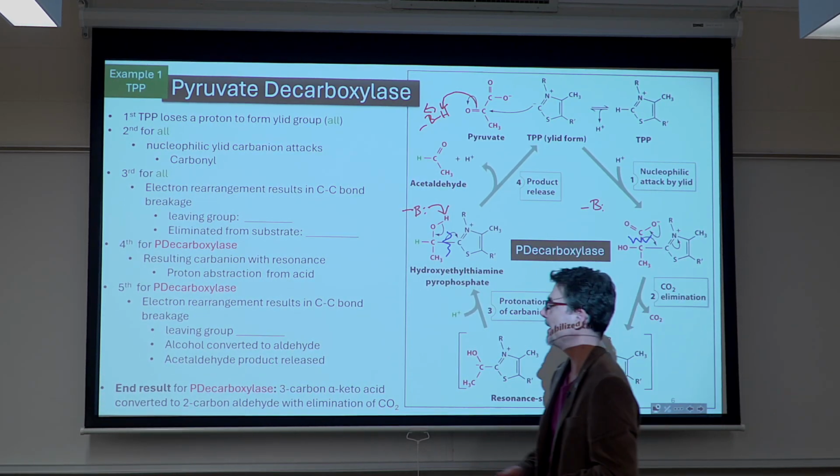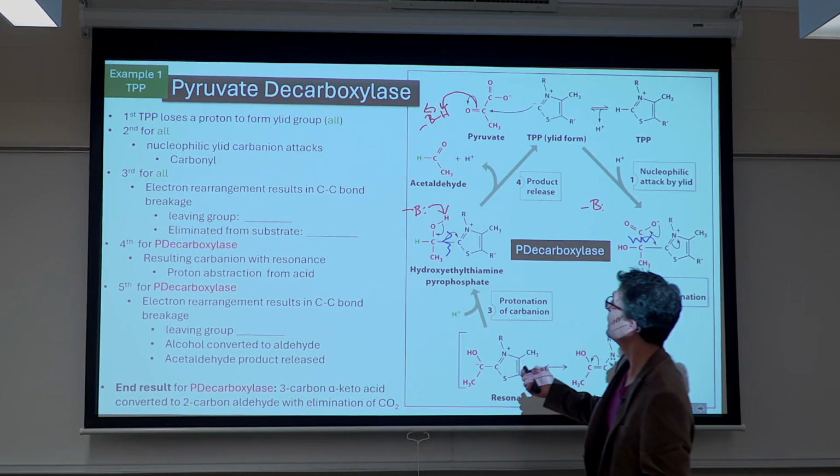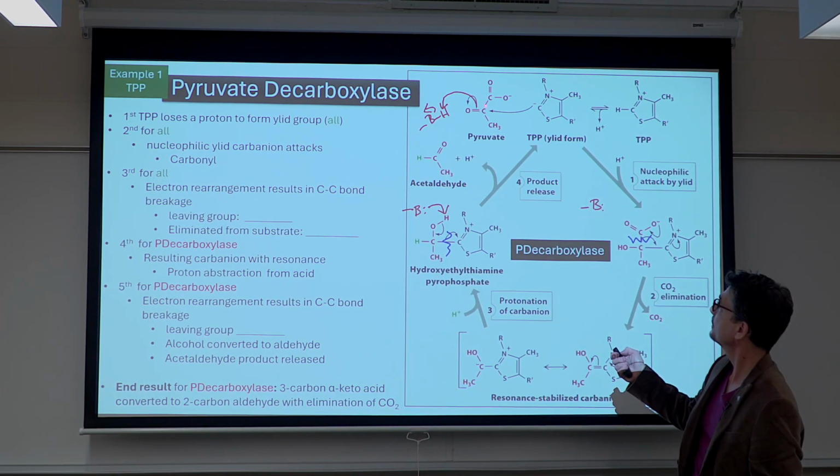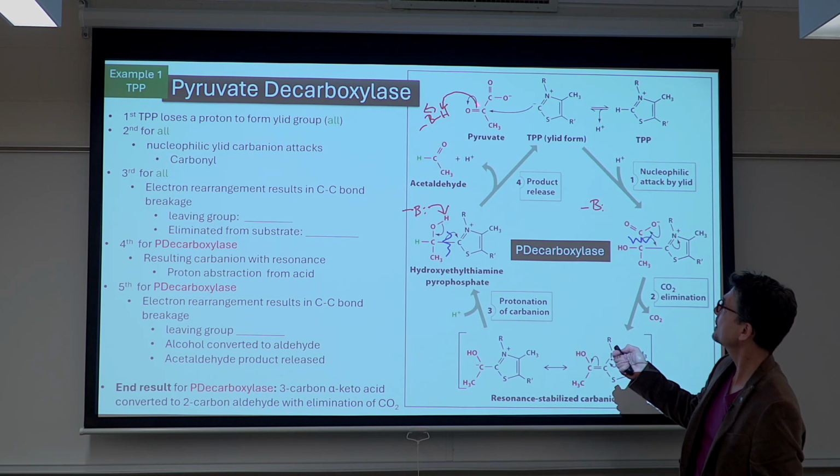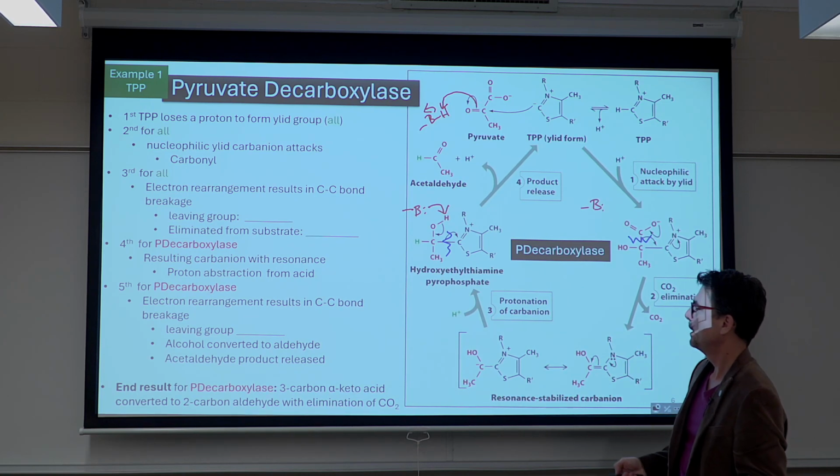And so what do we have? We start out with a 3-carbon alpha keto acid, alpha to the keto. And it's converted to a 2-carbon aldehyde with the elimination of carbon dioxide.